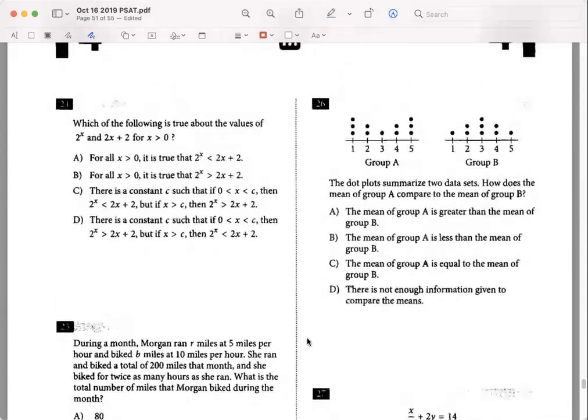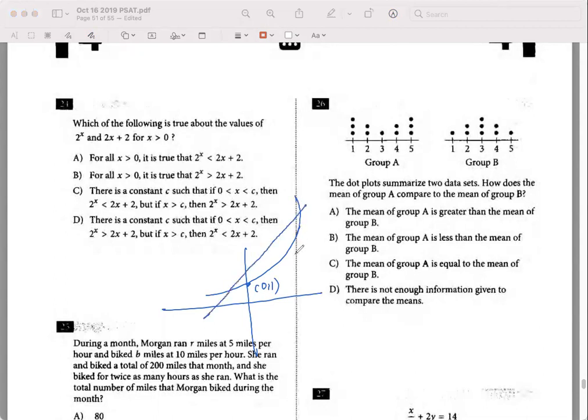Okay. Which of the following is true about the values of 2 to the power x and 2x plus 2 for x greater than 0? Right. So 2 to the power x is obviously an exponential function, which would look like this, where this is 0, comma 1. And 2x plus 2 will be a line, which would look something like this, where the y-intercept would be 0, comma 2, right?